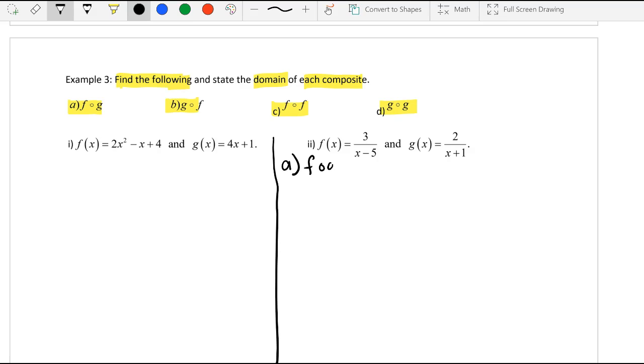Letter A says f composed with g, which by definition is f of g of x. Your input is an x. Well, you know what g is. g is this function right here. So we're going to do f of 2 divided by x plus 1.